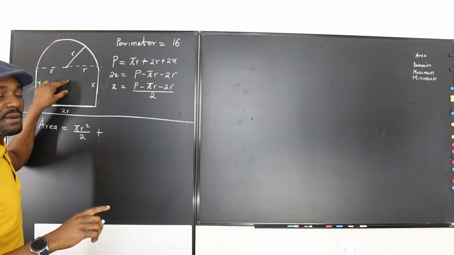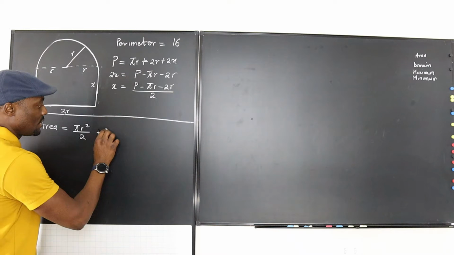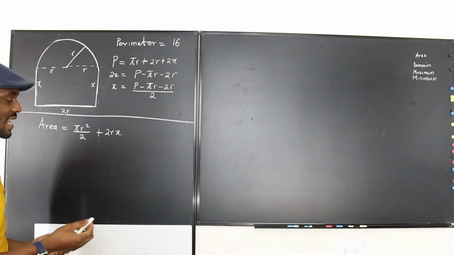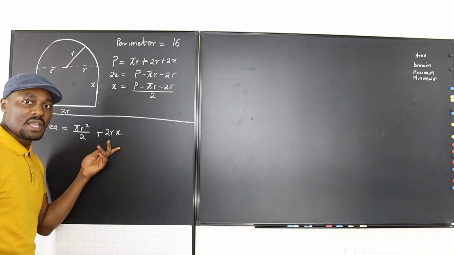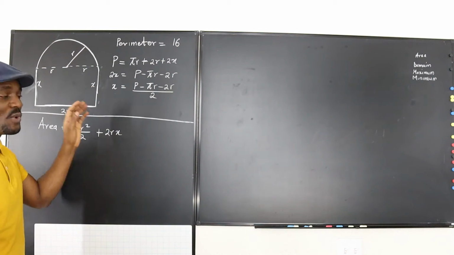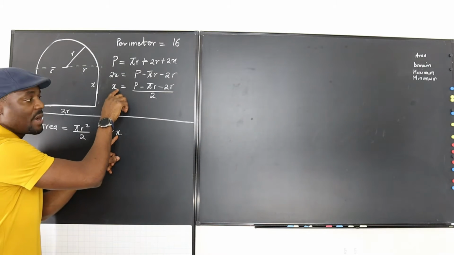It's length times width, which will be 2r times x. So that's going to be 2rx. That's it. Well, we would stop here. It's just that there's an x, okay? There was no x in the question. We don't want to have x there, but we have isolated x from this equation to be this.